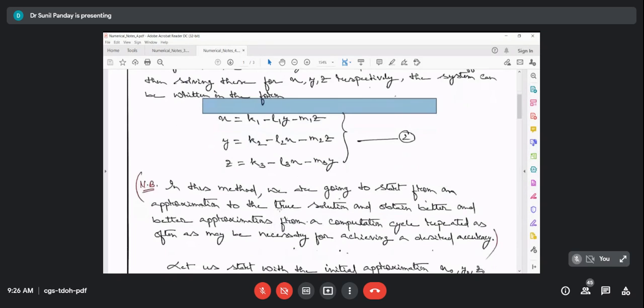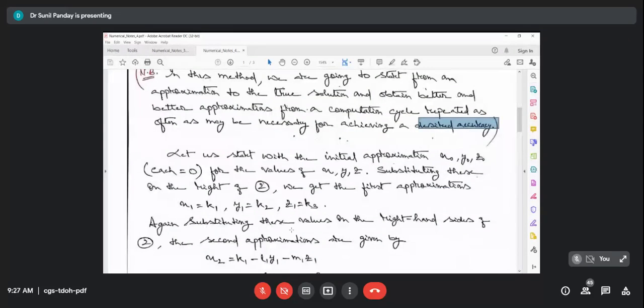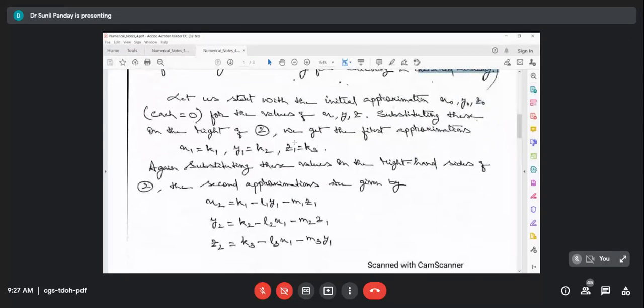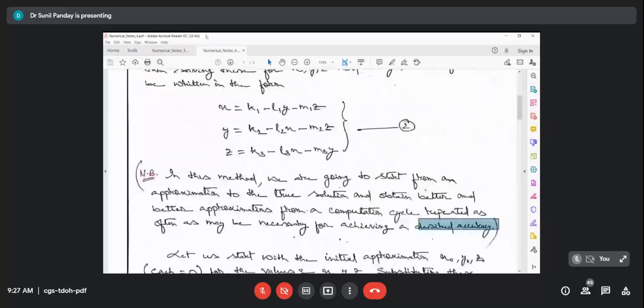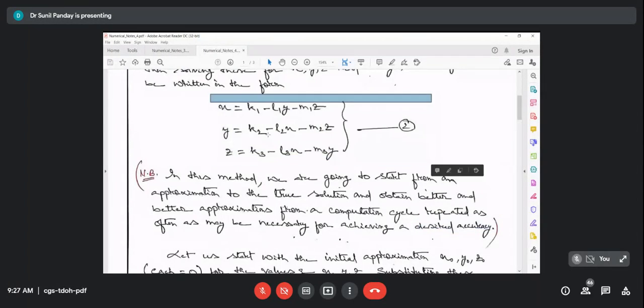So in this method, we are going to start from an approximation to the true solution and obtain better and better approximations from the computational cycle, repeated as often as necessary, with the number of iterations required to achieve the desired accuracy. So we have here this. So like this will become our iterative method.